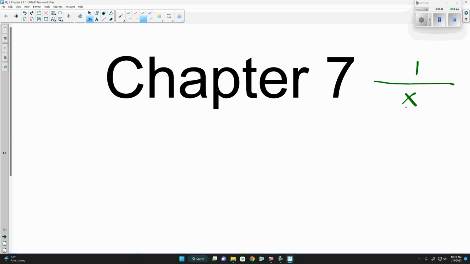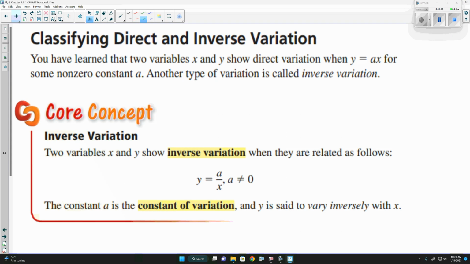Because what's the one thing we can't divide by? Can't divide by 0. Because if we have 1 over x, x cannot be 0. Because if x is 0, we have 1 over 0. We're dividing by 0, it doesn't work. So there are going to be restrictions. There are going to be what we call vertical asymptotes for these functions here. But before we get into those, we're going to talk about direct and inverse variation.